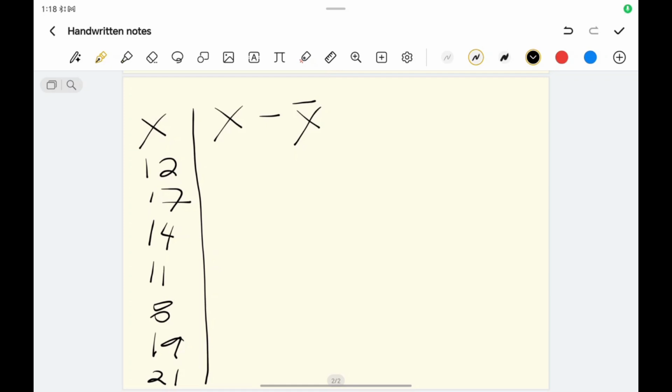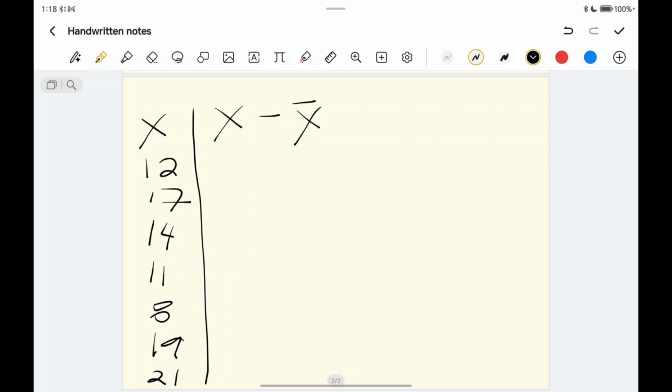Since we've already determined the mean, which is 14.6, we're now going to subtract each of the numbers in the set with our mean. As simple as this. So we have 12, 17, 14, 11, 8, 19, 21. Each of these numbers will be subtracted with our mean. So it goes like this.